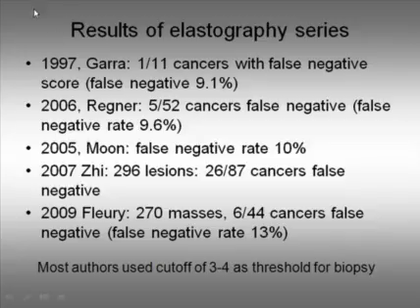Another way of looking at the results of the elastography series, there have been several published, and most of them had not huge numbers of cases, but on the order of 100 to 300 different masses. The false negative rate was on the order of 9 to 13% in all of them. Again, using a cutoff of 3 as the threshold to biopsy.